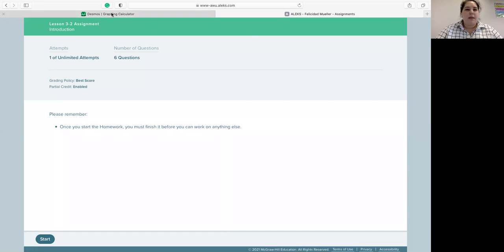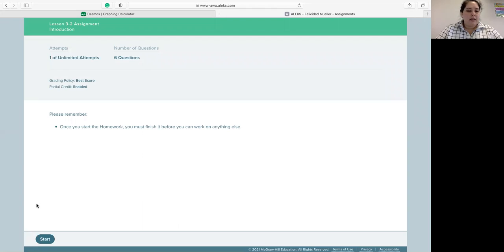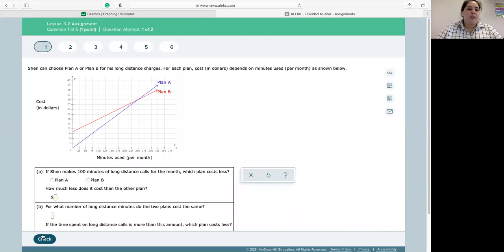All right, so one of the things I would make sure that you go ahead and have open is Desmos, because we are going to be using that to help us graph. So we're going to go ahead and take a look at the 6 questions that we do have on your homework. For question 1, it's just going over analyzing the system of equations that they have, and you're just trying to choose the better choice.